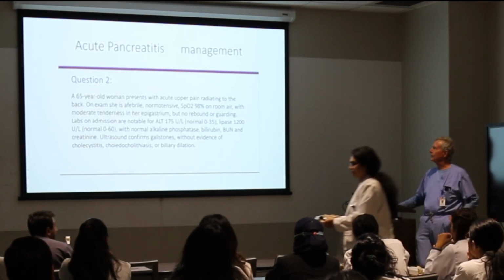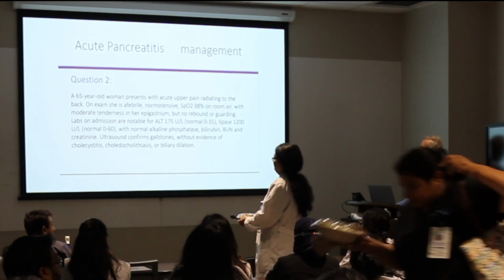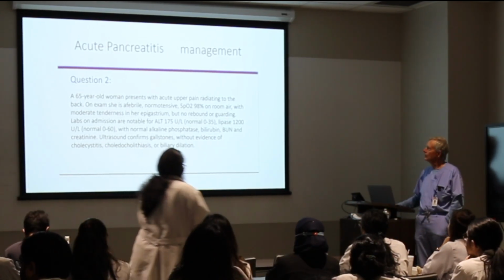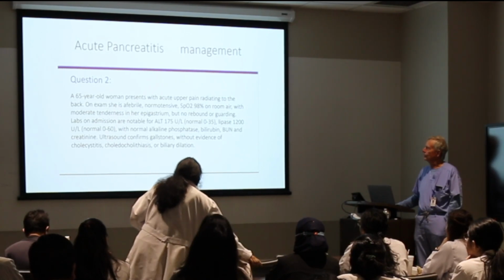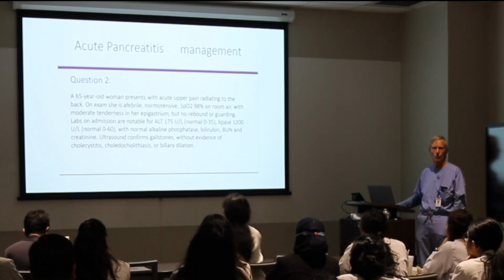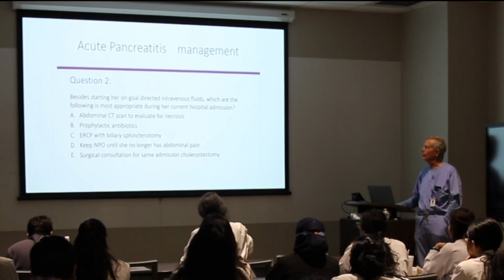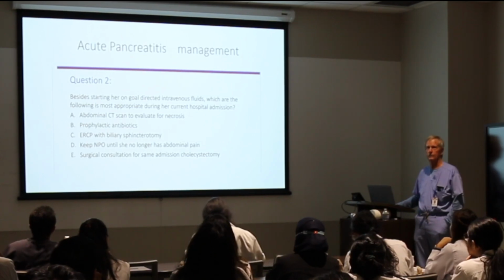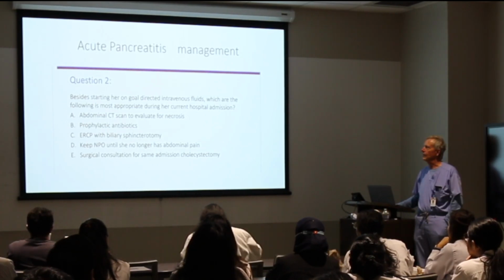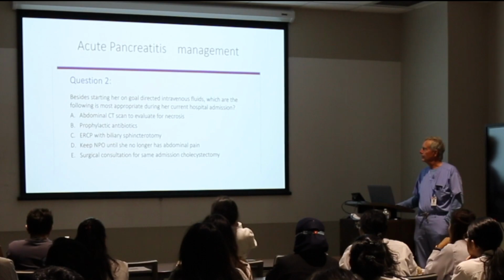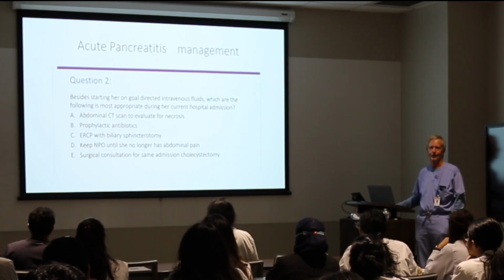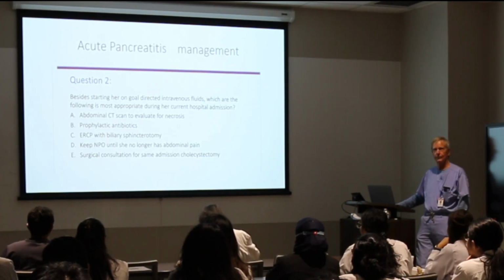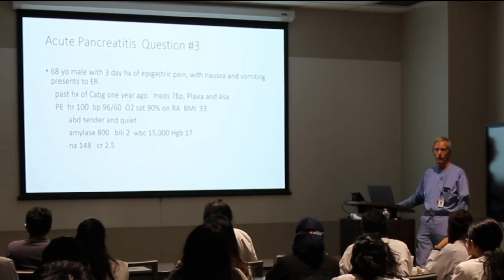All right, this is a woman. She's 65. She's got some abnormal liver function tests, gallstones, and she's got pancreatitis. Sounds pretty uncomplicated, normal intensity. All right, so next question is, who wants a CT scan for necrosis? Who wants antibiotics for her? ERCP, better not answer. NPO, surgical consultation. You're going to be able to answer that by the end.